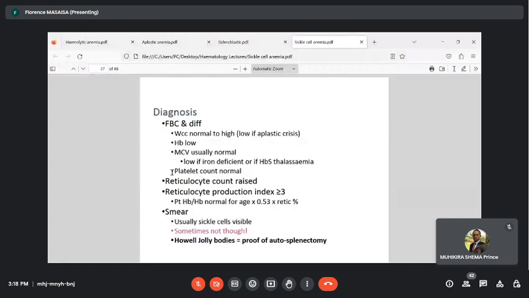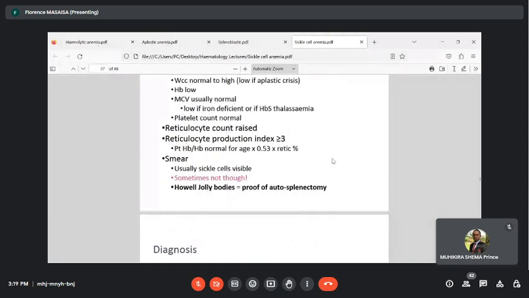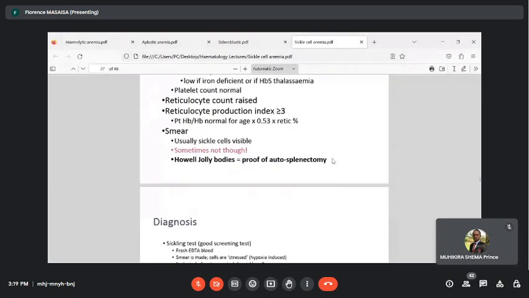You can do a full blood count and so on. The smear you may miss. A smear may not find the sickle cells if the patient is not in active hemolysis. Then you may see signs of autosplenectomy.